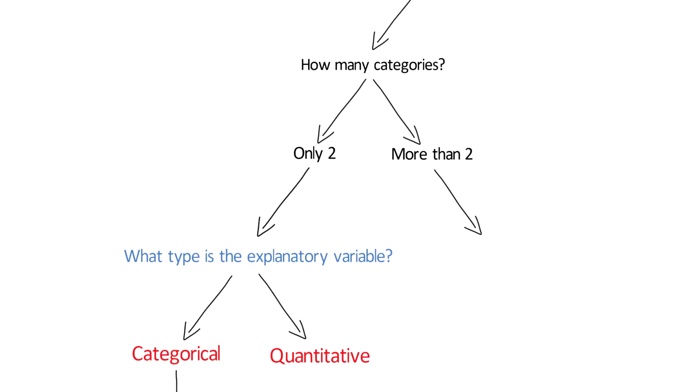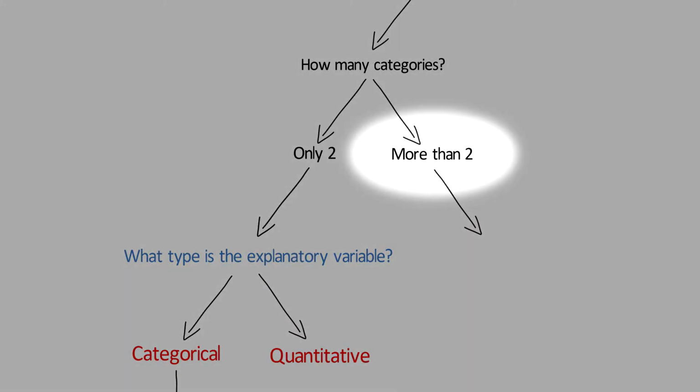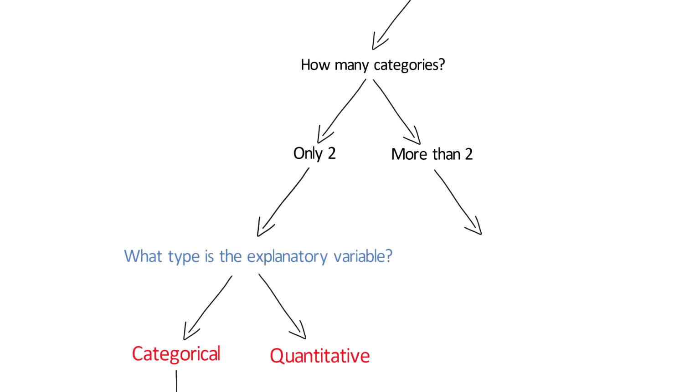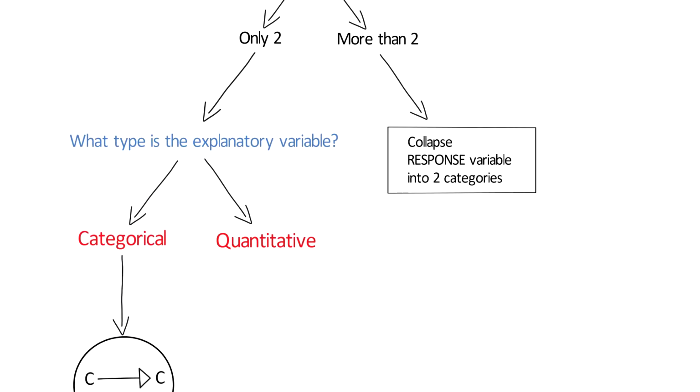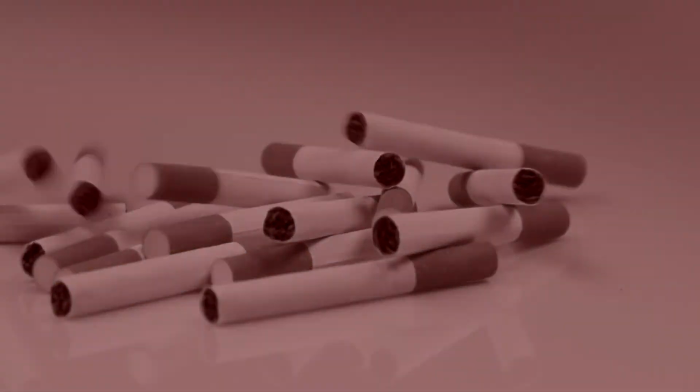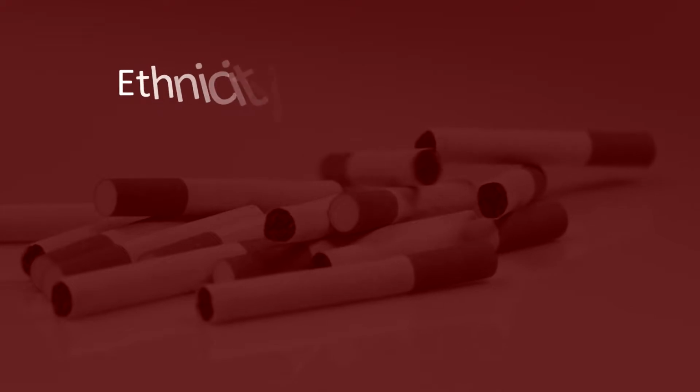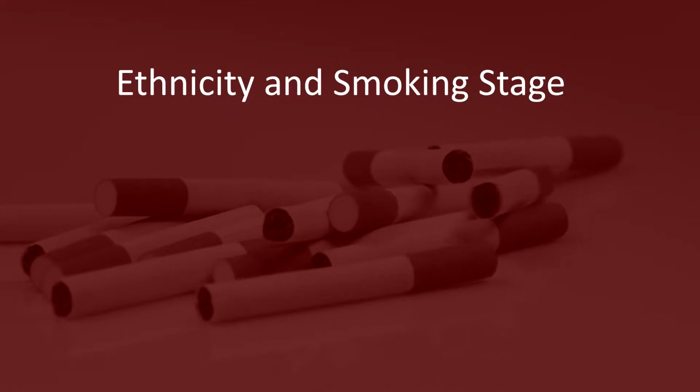What decisions need to be made if the response variable has more than 2 categories? In this case, we would need to collapse a response variable's categories into 2 categories. To demonstrate this, we'll have to modify the research question. So let's modify the research question to look at the association between ethnicity and smoking stage.